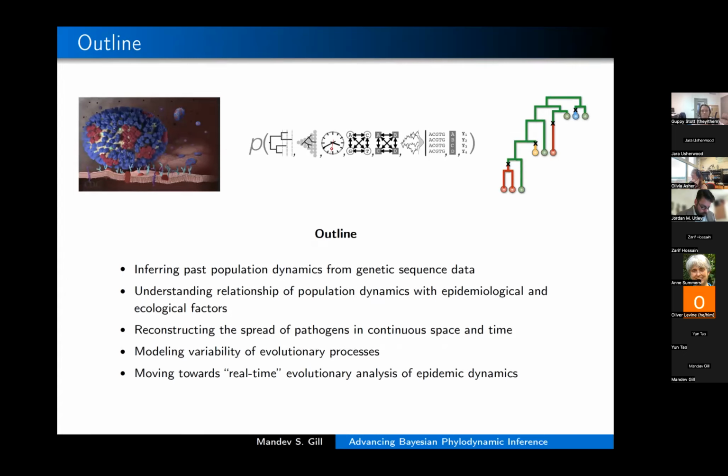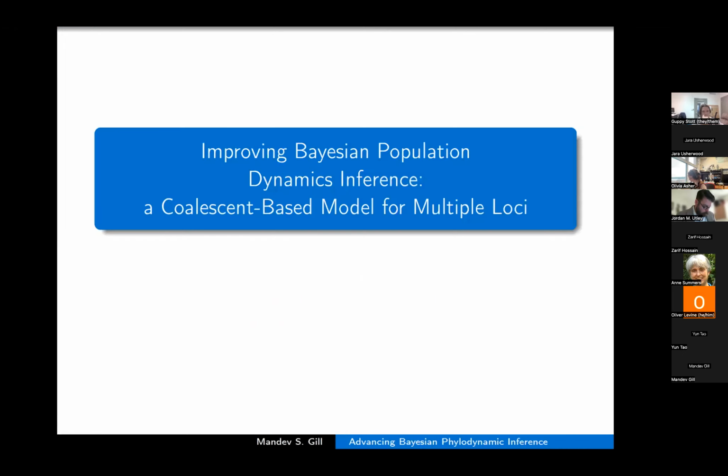Okay, so I'm going to talk about coalescent-based models to infer past population dynamics from sequence data and understand how population dynamics relate to ecological and epidemiological factors. I'll also talk about reconstructing the spatiotemporal spread of pathogens, modeling the variability of evolutionary processes, and moving towards real-time evolutionary analysis of epidemics. Okay, and let's start with the coalescent.